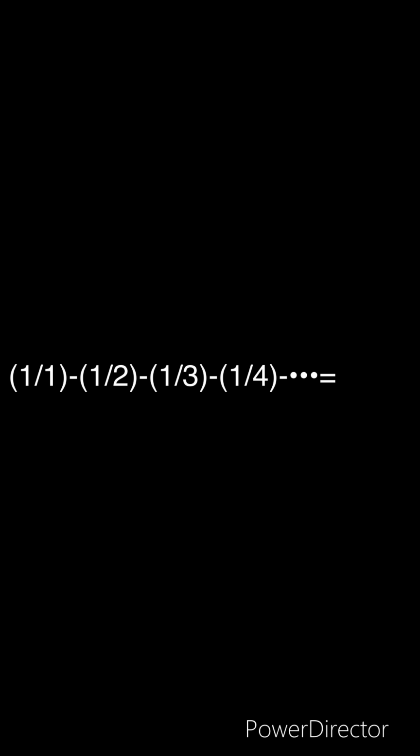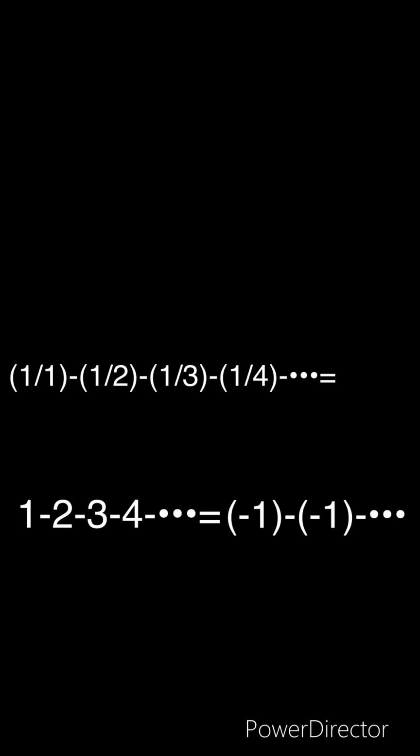Now we have to figure out what 1 minus 2 minus 3 minus 4 minus and so on forever is. So 1 minus 2 is negative 1. 3 minus 4 is also negative 1. And this goes on forever. So negative 1 minus negative 1 minus and so on forever: negative 1 minus negative 1 equals 0 minus negative 1 equals 1 minus negative 1 equals 2 and so on forever.